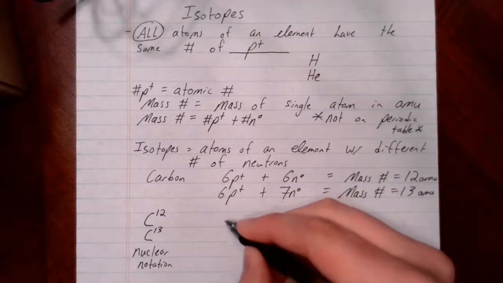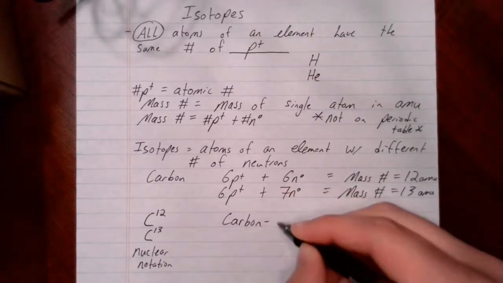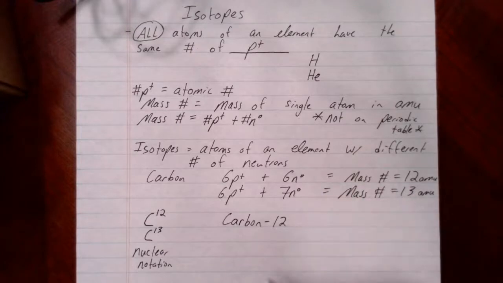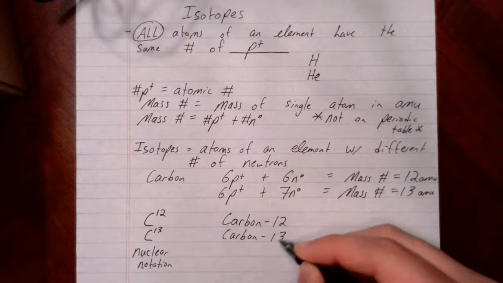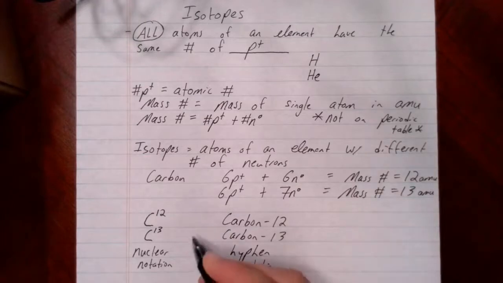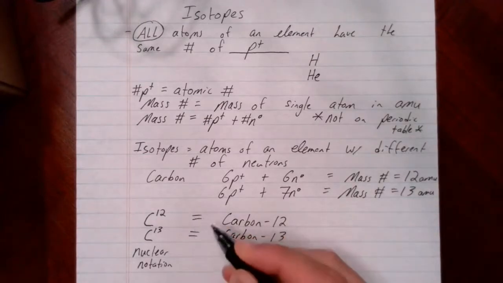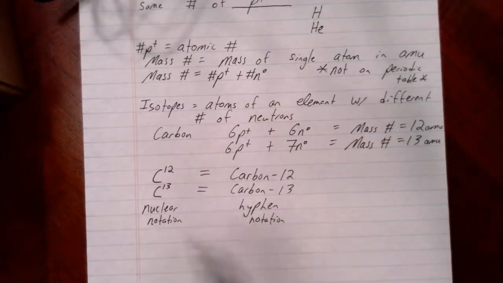Another way to write it is called the hyphen notation. I write out the name, dash, the mass. So carbon-13. I call this the hyphen notation. Both of these are equivalent. They mean the exact same thing. Whether you write carbon 12 like this or like this, you mean the exact same thing. It's just two different notations that we use.